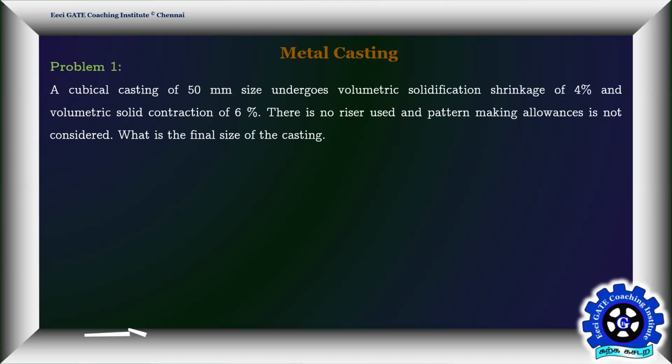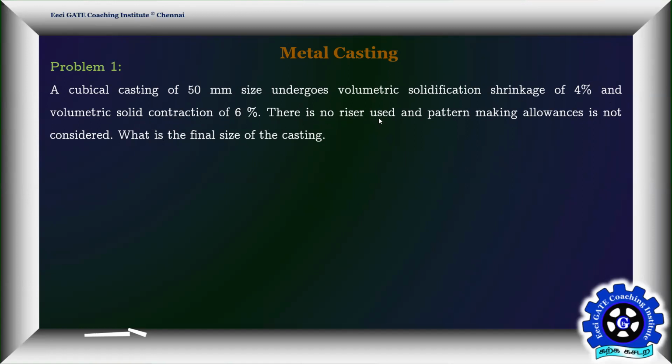Okay, so here he's asking: a cubical casting of 50 size undergoes a volumetric solidification shrinkage of 4%. Solidification shrinkage, which line? AB, BC, CD, which line? Sir, solidification is BC. BC, good. And volumetric solid contraction means solid shrinkage. Solid shrinkage is which line? CD. Good. So AB is 4% shrinkage, CD is 6% shrinkage.